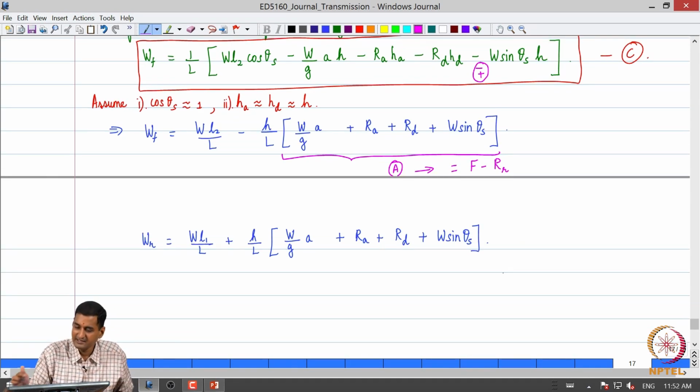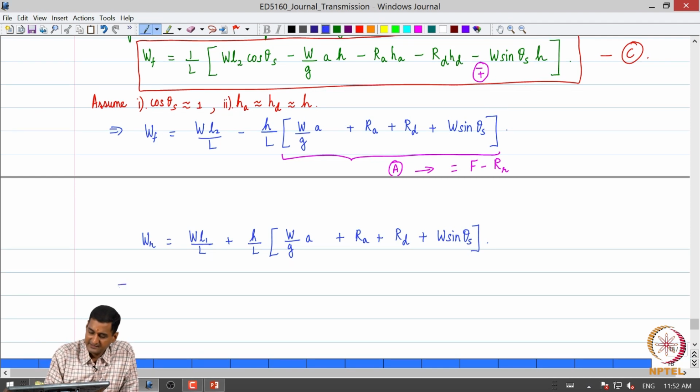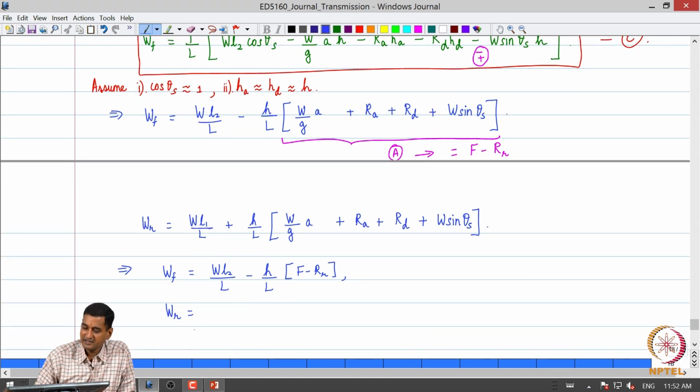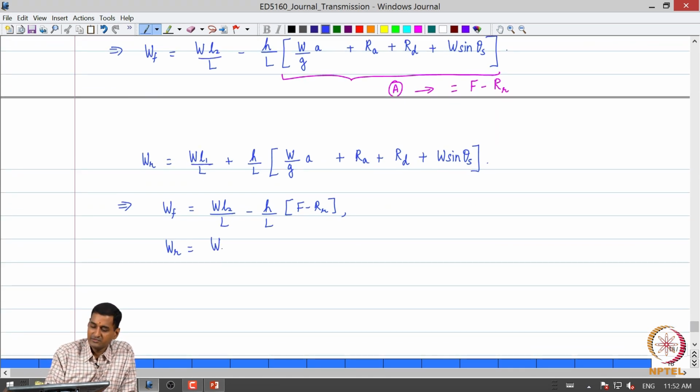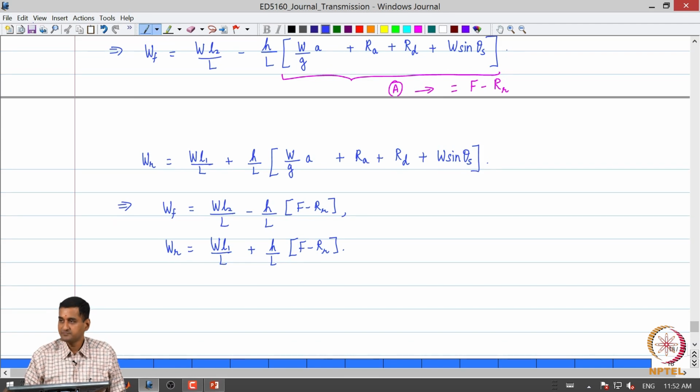Consequently, the expressions for the normal load become WF equal to WL2 by L minus h by L times F minus RR, and the normal load on the rear WR becomes WL1 by L plus h by L times F minus RR. So, this is how the normal loads on the front and the rear simplify to.